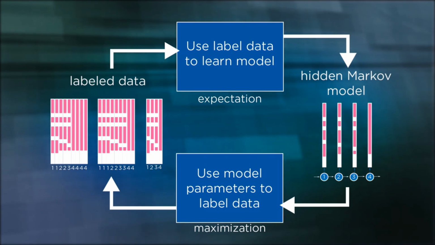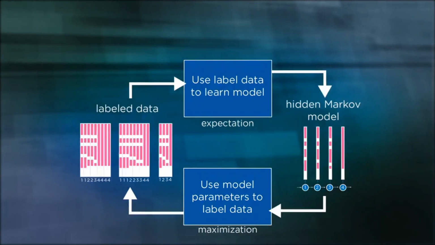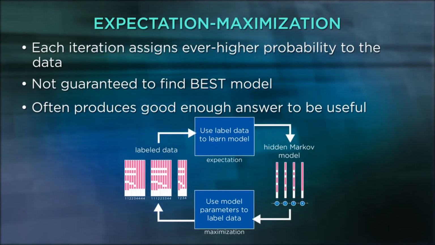The method is called expectation maximization because the labeling step can be seen as computing the expectation, the mathematical average, of the labels. And the model learning step chooses the model that maximizes the likelihood of the assigned labels. Expectation maximization is an unsupervised method. We give it unlabeled data, and it iteratively learns a model that would produce that data. Specifically, it wants to find a model that makes the data as likely as possible. A powerful mathematical fact about expectation maximization is that each iteration produces a model that assigns ever higher probability to the data until it is unable to make any improvements.